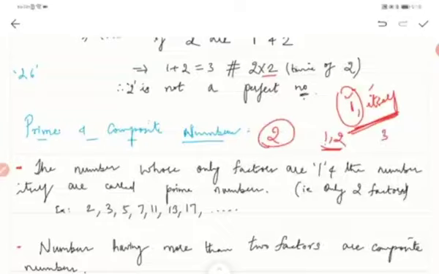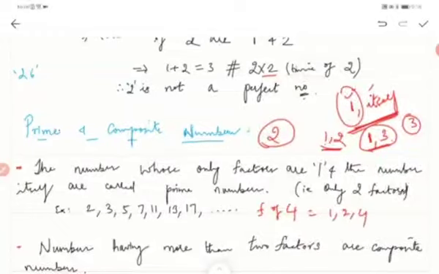What about 3? 3 has again only 1 and 3 as the factors of itself, isn't it? So 3 is also a prime number. 4. So 4 has factors. How many factors do you have? For 4 you have 1, then 2 and 4. So here you have more than 2 factors. So 4 is a composite number, isn't it? It's very simple.